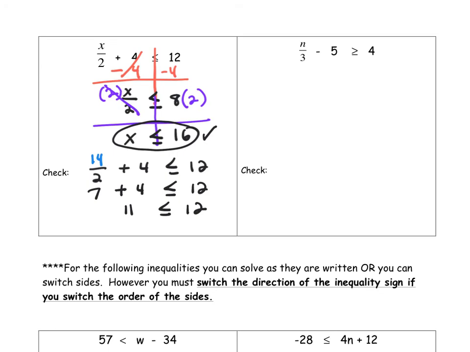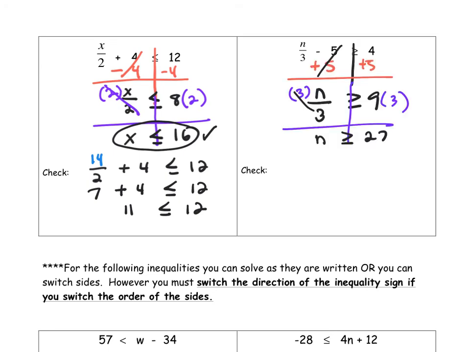When I chose a number that satisfied my solution and replaced it in the original equation, I did indeed get a true statement. So would you please now try solving this inequality? What is the solution? The solution is n is greater than or equal to 27.